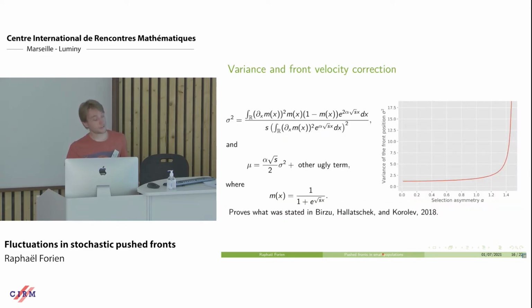Okay, so here is the expression for sigma squared. It's given fairly explicitly in terms of the shape of the deterministic wave profile, in terms of these integrals where you have these exponential weights appearing here. And mu is a bit more nasty to write, but we also have an explicit expression.